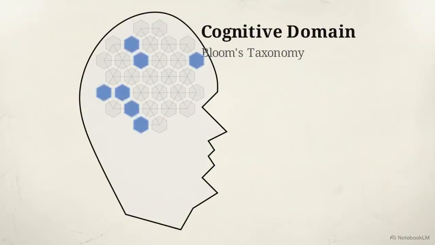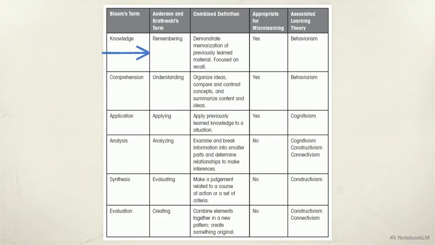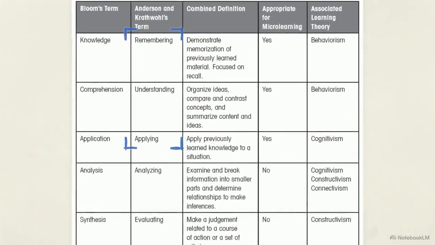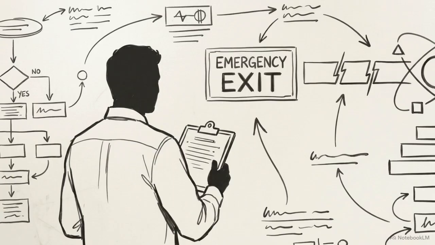We start with the cognitive domain, which structures how learners process knowledge based on Bloom's taxonomy. This chart shows the cognitive domain taxonomy, grading intellectual tasks from basic recall up to complex synthesis and creation. Microlearning thrives strictly at the foundational levels: remembering, understanding, and applying.